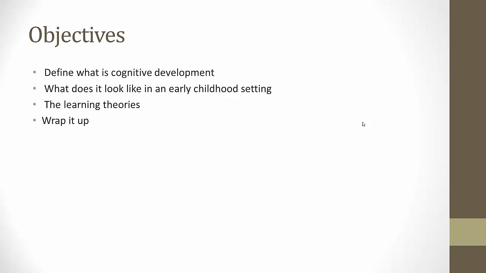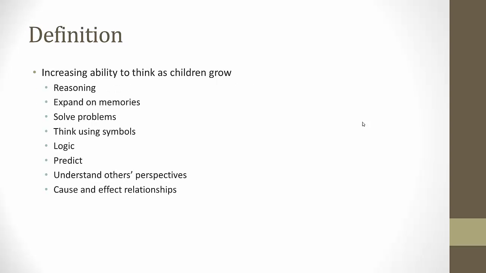Next, we will discuss the major learning theorists and their ideas. Third, we will talk about how those theories and ideas look in an early childhood classroom. And finally, we will put everything together so that next week we can translate this into appropriate learning experiences that promote content learning. Cognitive development refers to a child's increasing ability to think as he or she grows.